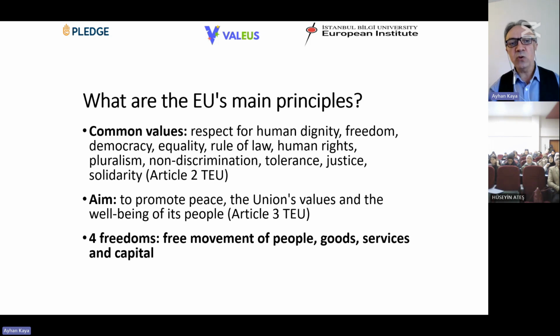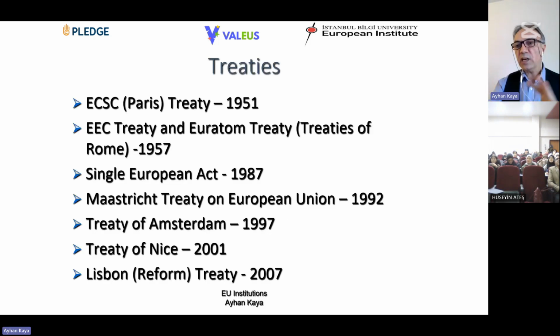And the EU was originally founded to make sure that people would be free to move within the European space, goods to move freely within the European space, and services and capital to move within the European Union space. So these are the main principles of the European Union. It's a peace project. This is something really important.